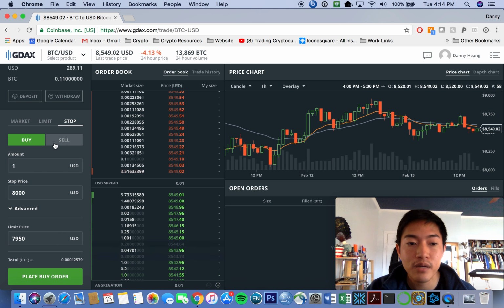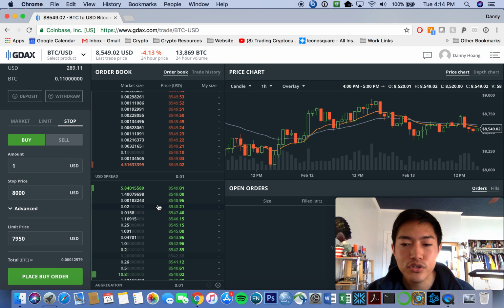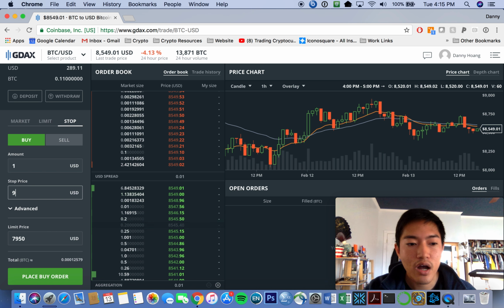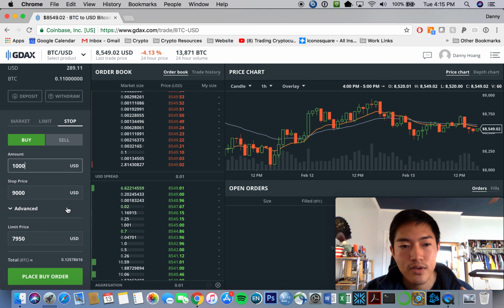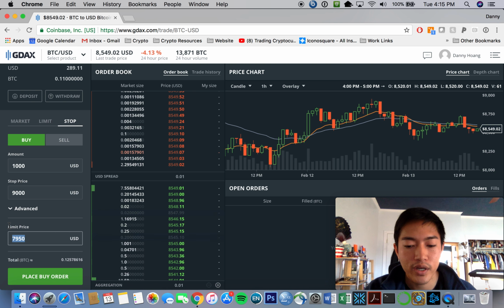Now let's think about a stop buy. So you would do a stop buy order if you wanted to buy some Bitcoin when the price was skyrocketing. So let's say you think sometime in the next day, the price may just boom. So I might put in a stop order price at 9,000. This communicates to GDAX, hey GDAX, when the last trade price is 9,000, I want you to put in an order to buy $1,000 worth of Bitcoin at 9,050.